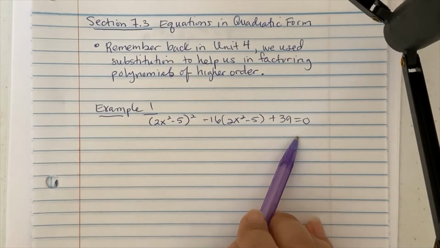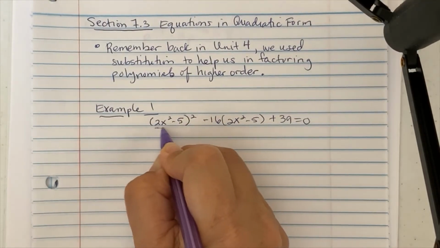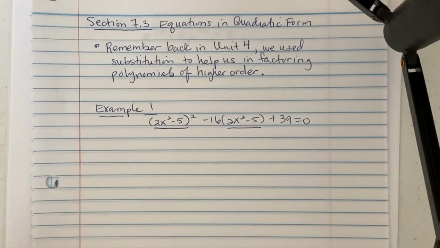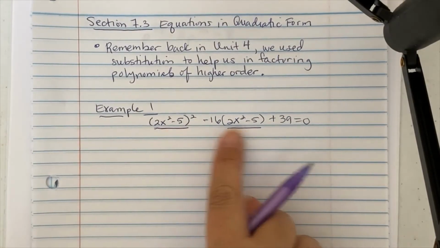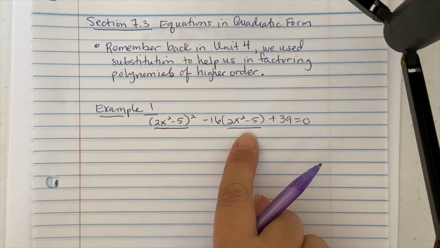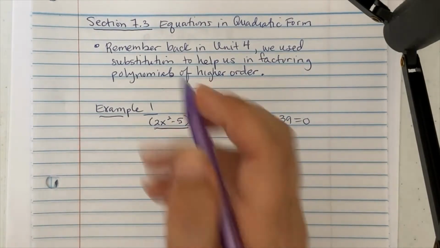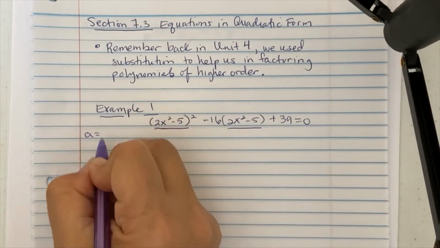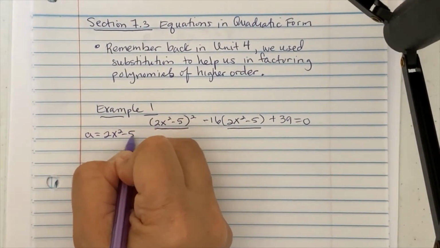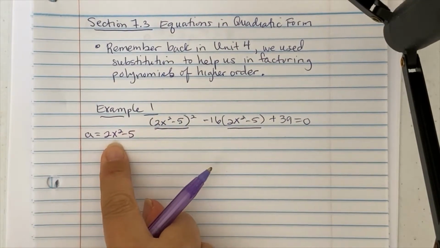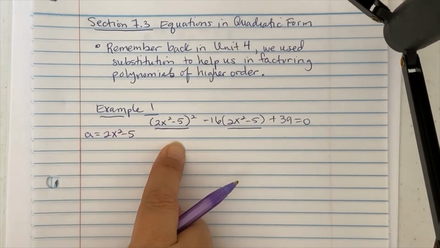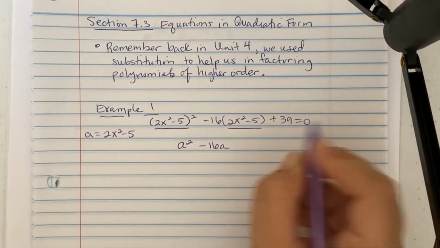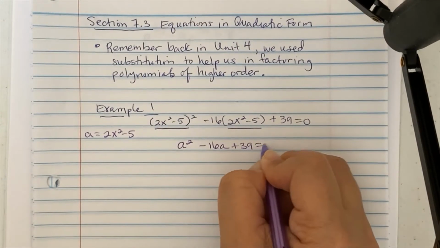The first thing I notice is that the insides match. So the first thing we're going to do, since they've already used x's in the parentheses, I'm going to use another letter for substitution. I'm going to use the letter A since it's the first letter of the alphabet. So A is going to represent 2x² − 5. And wherever you see 2x² − 5, that is going to be replaced with an A. So now we become A² − 16A + 39 = 0.